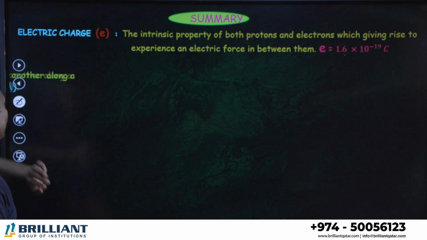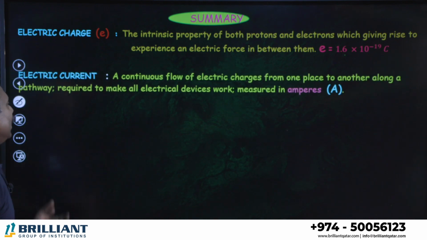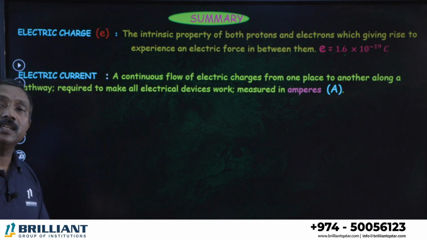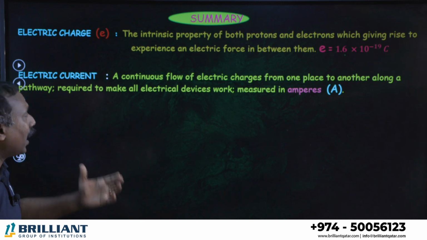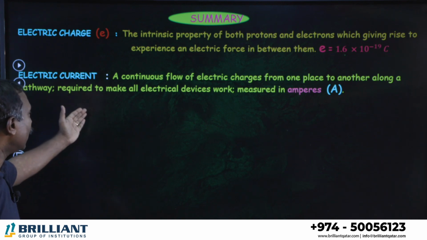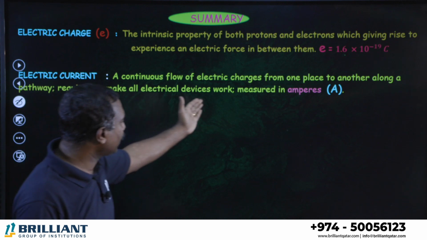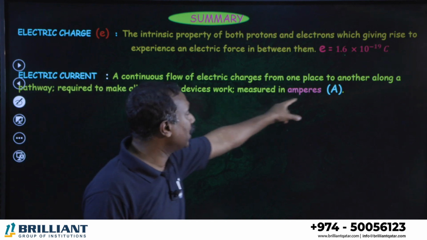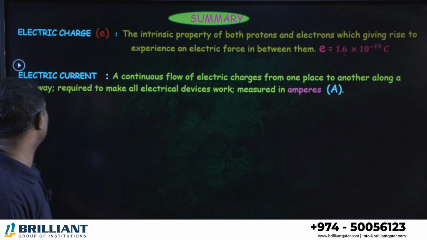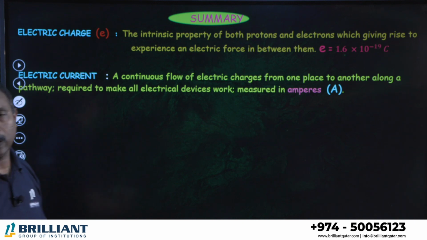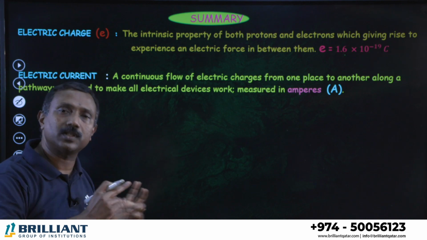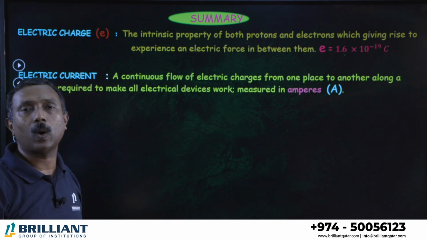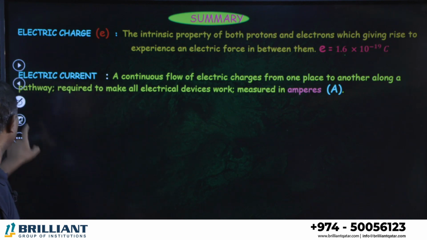What is the next point we discussed? It is regarding electric current. What is electric current, we learned? Electric current is a continuous flow of electric charges from one place to another along a pathway, required to make all electrical devices work, and it is measured in amperes. That's what we call electric current. Or in a simple manner, it is the time rate of flow of electric charges through any circuit.